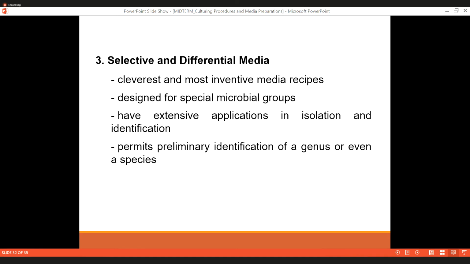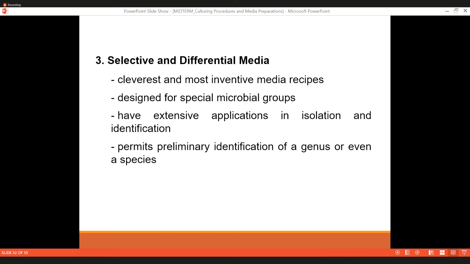So, selective and differential media are considered good applications if you're going to isolate and identify microorganisms. Aside from that, it also permits preliminary identification of a genus or even species because of the ability of this kind of media in isolating and identifying.